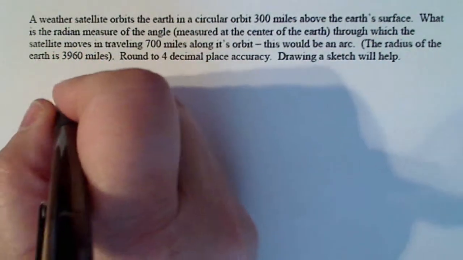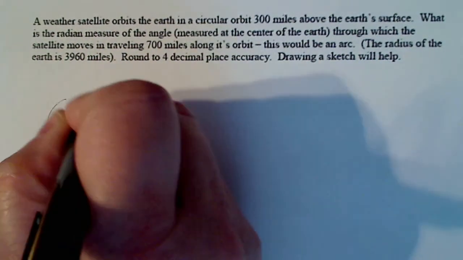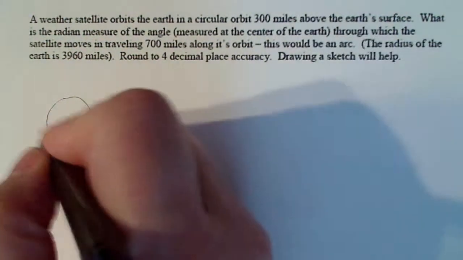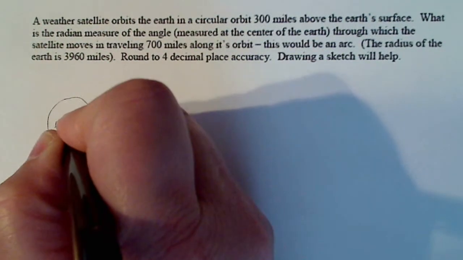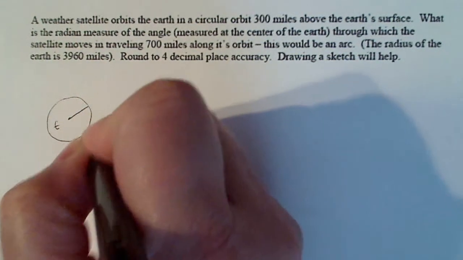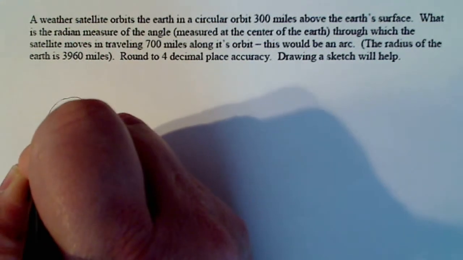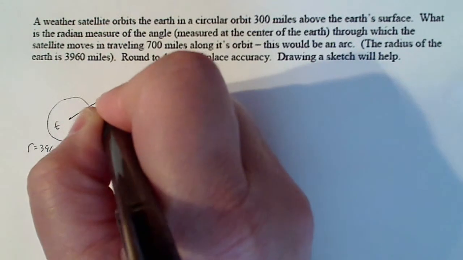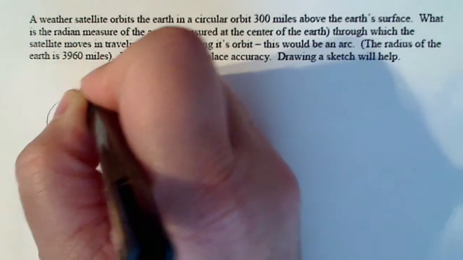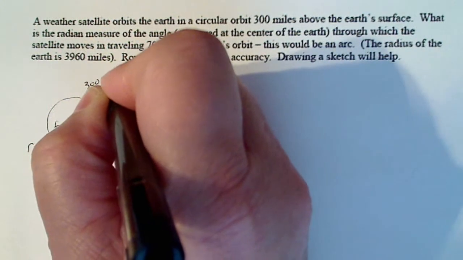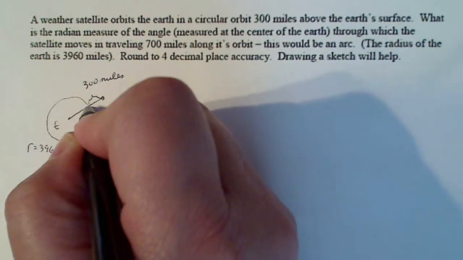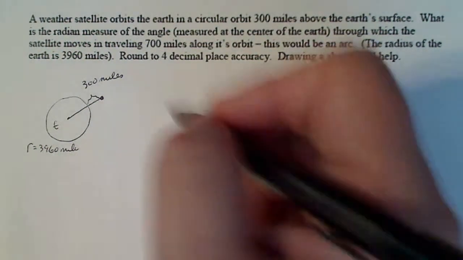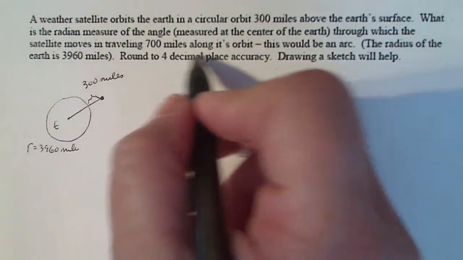All right, so now this sketch isn't going to be to scale, but it'll give you the idea. So this is the Earth right here, and we know its radius is 3960. R equals 3960 miles. And we have the satellite that's traveling 300 miles above the Earth. So this right here is 300 miles. Now, obviously, it's not to scale because this is 3960 miles and that's 300, but this is going to help us see the picture.